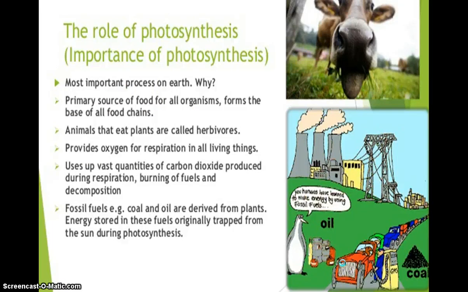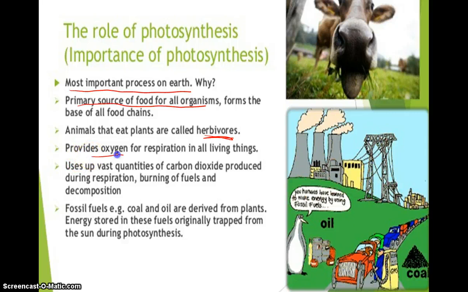Okay, so lastly let's talk again about the importance of photosynthesis. I've already alluded to these things. Some say that it's the most important process on Earth. Why is that? Well, it's the primary source of food for all organisms. It's the base of the food chain. Animals that eat plants are called herbivores. So we're considered herbivores. We eat salads and fruits and veggies and all that stuff. So we eat plants, and many organisms eat plants. They're the base of the food chain.